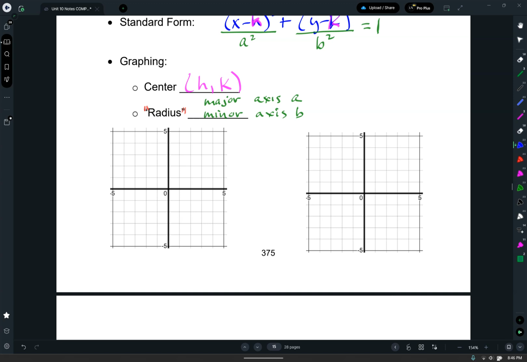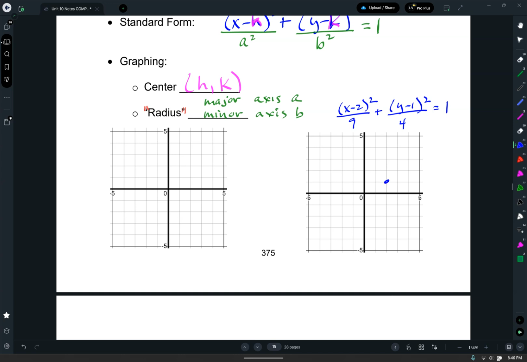Let's try this one over here first. Let's say I have x minus 2 squared over 9 plus y minus 1 squared over 4 equals 1. Okay, so I know that the center is at 2, 1, right? Because it's the opposite of those numbers on the inside. So the center is at 2, 1.